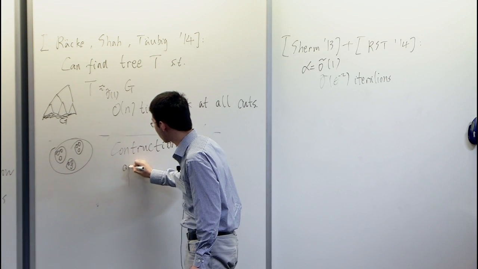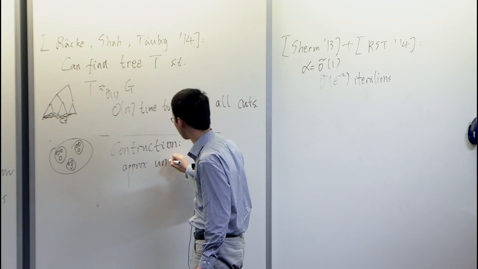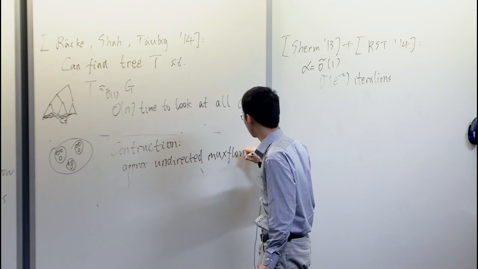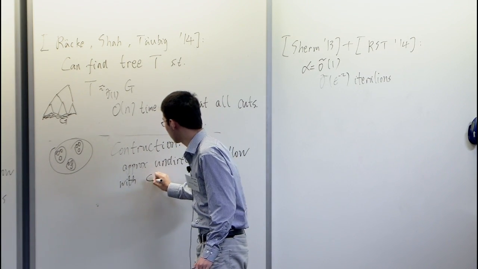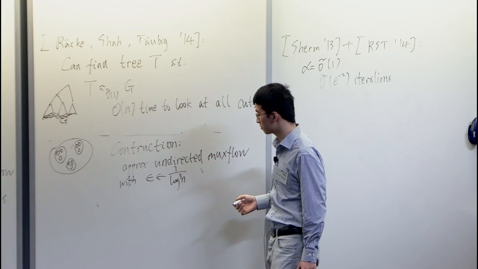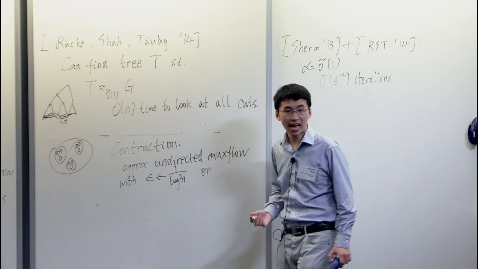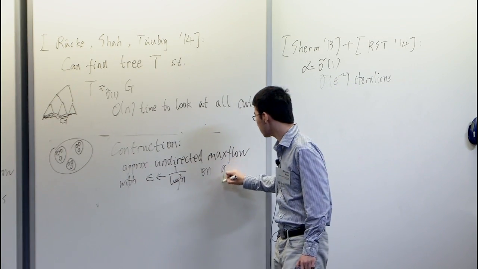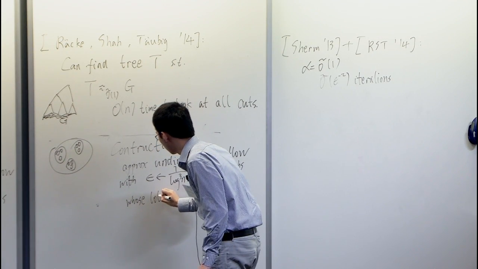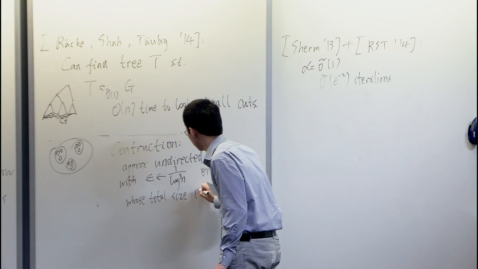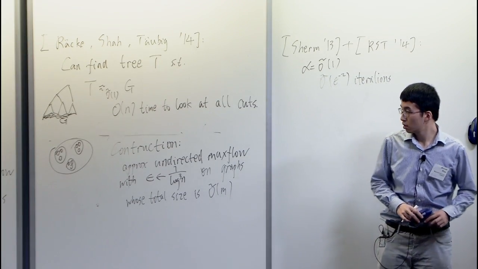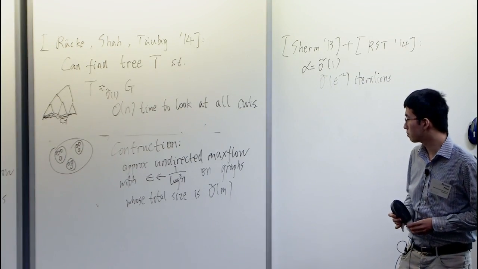It needs to approximate undirected maximum flow with error that's roughly 1 over polylog n, so 1 over log cubed n with some other constants, on graphs whose total size is roughly m polylog n. You mean the sum of the sizes of all of the graphs that you're going to do max flow on?